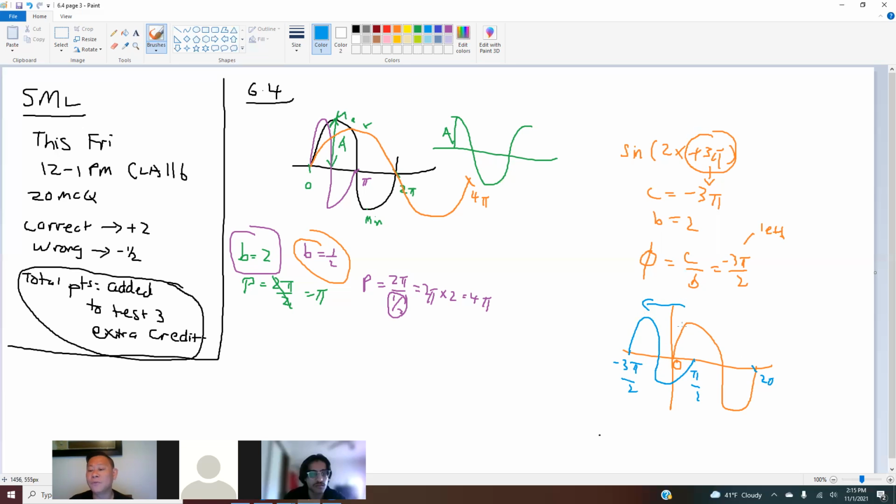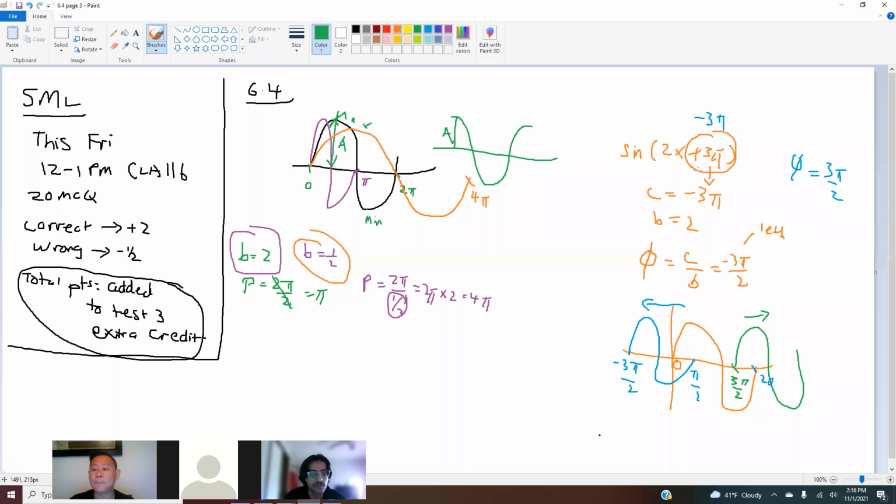That means it's been moved left 3 pi over 2. And if this is a minus 3 pi over 2, it's a plus, then your phase shift in this case is 3 pi over 2, which means you move to the right. So instead of that, your graph will be something like this, where it will start at 3 pi over 2. So this is the meaning of phase shift: you move the graph either to the left-hand side or to the right-hand side, depending on the sign.